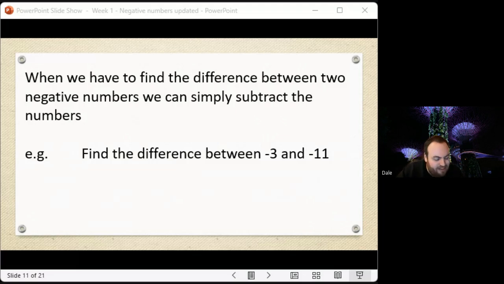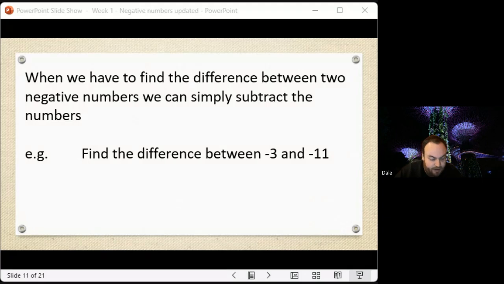So let's read the instructions again. Maybe somebody wants to change their mind. When we have to find the difference between two negative numbers, we simply subtract the numbers. So I've got two numbers there. I need to take one away from the other. What could I do? Oh, I can see some changes in the chat. Now I'm going to tell you the answer to that question is 8.